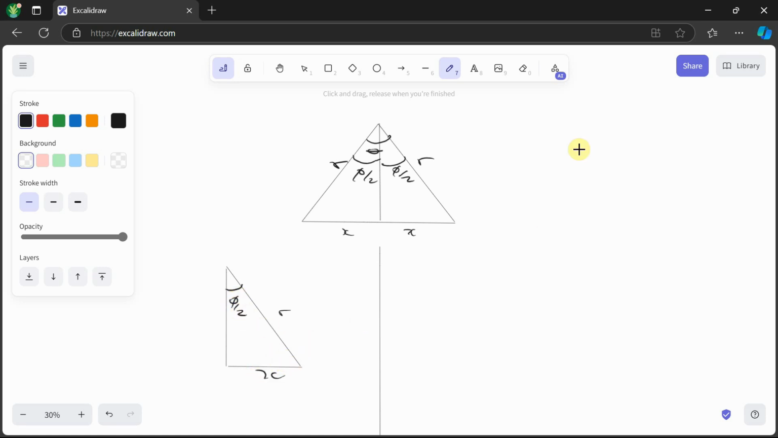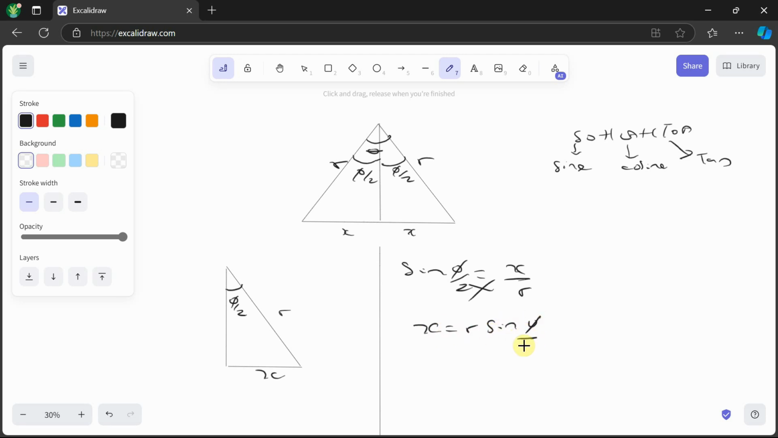So from SOHCAHTOA, this is sine, this is cosine, this is tan. So for sine, it is opposite over the hypotenuse. So let's see. This is opposite. This is the hypotenuse. So these are the two sides that we have. We have the hypotenuse and we have the opposite. So it will be sine. But if I had the adjacent and the hypotenuse, I'd have used cosine. If I had the opposite and the adjacent, I'd have used tan. But the opposite and hypotenuse gives us sine. So sine theta over 2 will be equal to opposite, which is x, all over hypotenuse, which is r. So if I cross multiply, my x will just be r sine theta over 2.